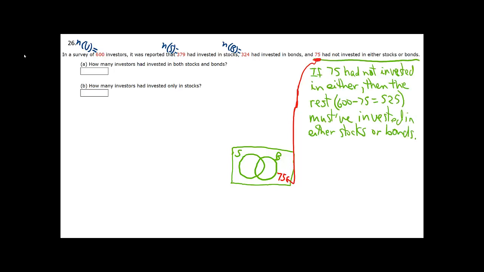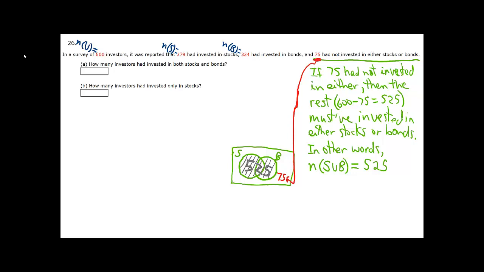Now, that area outside of both circles is 75, but what's the area inside of both circles? Think about that a minute. That's the rest of them. So if I know that there are 600 investors and 75 of them did not invest in either stocks or bonds, if I subtract, it gives me 525. Those are the number of investors who invested in either stocks or bonds. In other words, that's S union B.